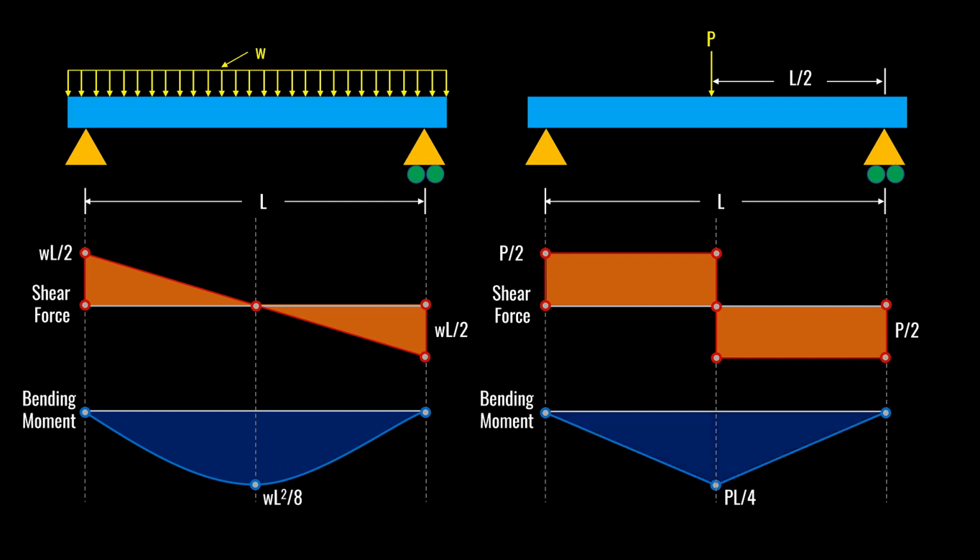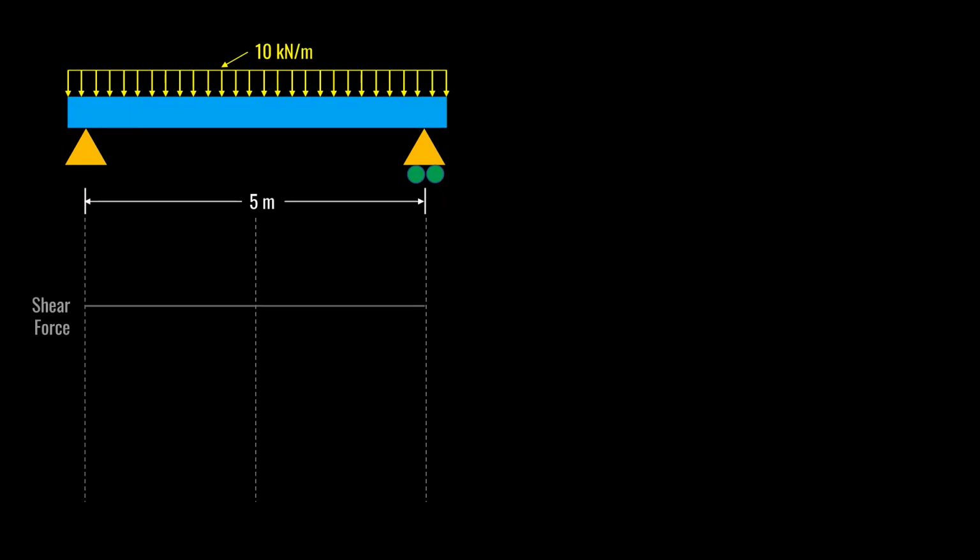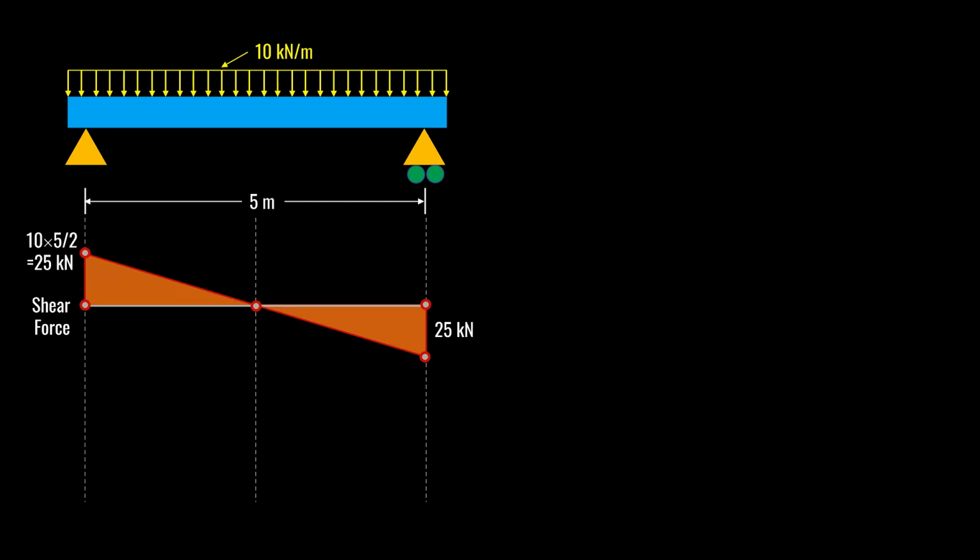Note the difference between the bending moment diagrams. In case of UDL, uniformly distributed load, we have a 2-degree curve. In case of a point load, we have a straight line. Now what happens if I have a 10 kilonewton load over a 5 meter span? The shear force will be equal to 10 times 5 divided by 2. I get 25 kilonewton. It will continue to the right side, and I will have 25 kilonewton at the right side as well. And then you can shade this diagram to make it look pretty.